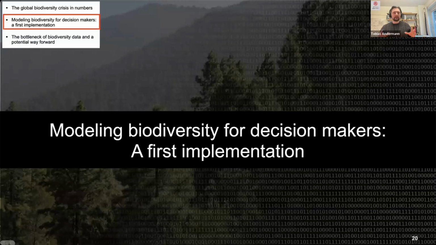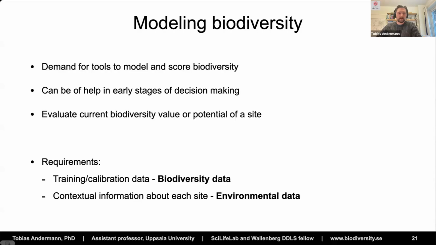So that's basically what we're going to talk about now: a model that can help us with mapping biodiversity and conservation value, specifically for Swedish forests. And just the bottom part here of the slide is relevant.